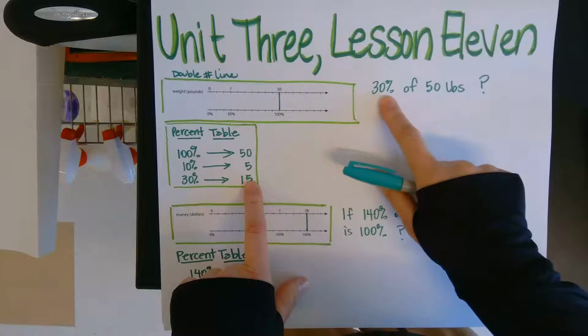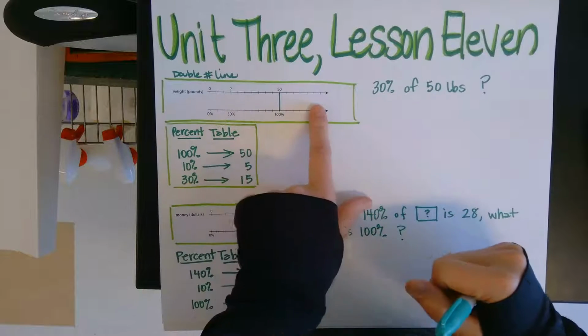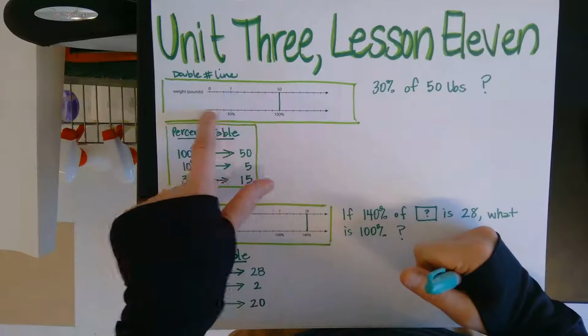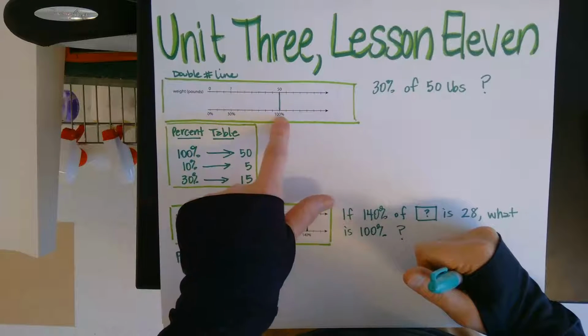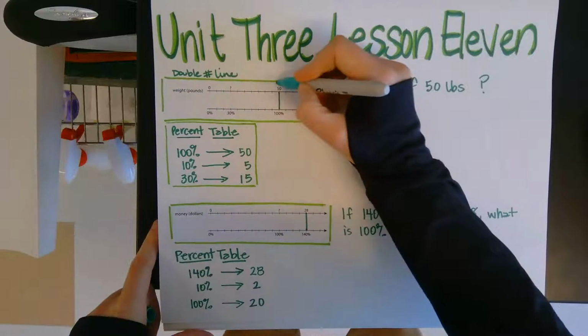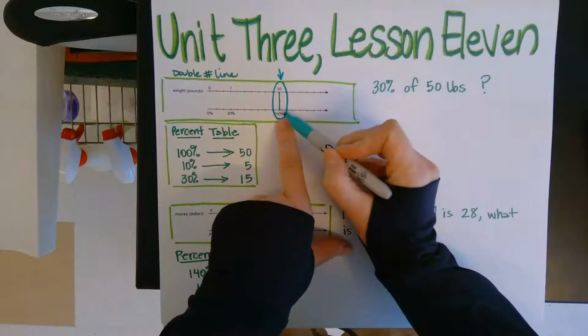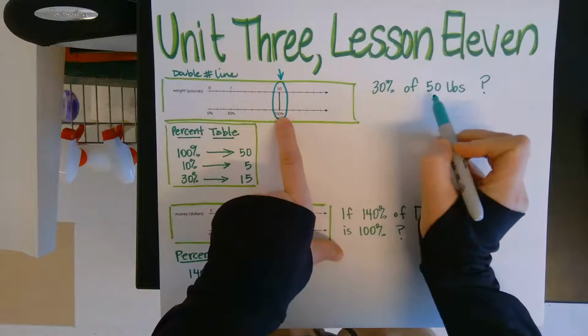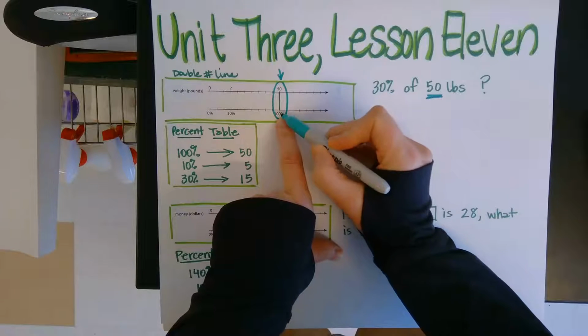So we're going to try to find 30% of 50 pounds. So you can see that I've made a double number line. This bottom number line is our percents. As you can see, it goes from 0 to 100, and our top number line is weight in pounds. And then I always like to indicate, circle, or whatever my starting point. So we're finding a percent of 50, so our 50 is our 100%, and that's why it's lined up with 100%.